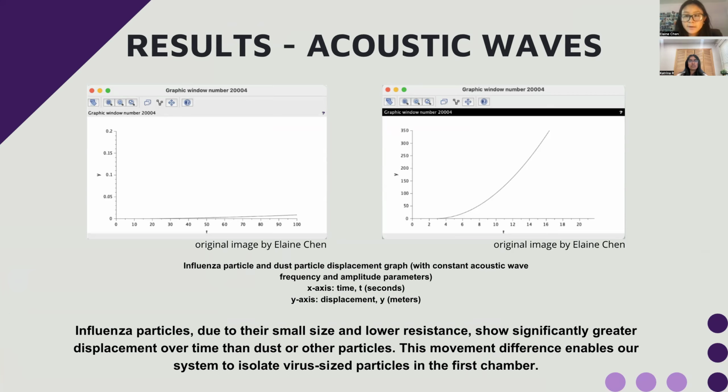Here we see the displacement graphs of two particles, one representing influenza and the other dust, under a constant acoustic wave. The graph on the left shows minimal movement from the heavier dust particle. Meanwhile, the graph on the right shows a clear upward displacement curve for the influenza particle. This confirms our hypothesis. Virus particles, because of their smaller size and lower resistance, displace significantly more under the same conditions. This physical difference makes it possible to filter virus-sized particles using acoustic forces.